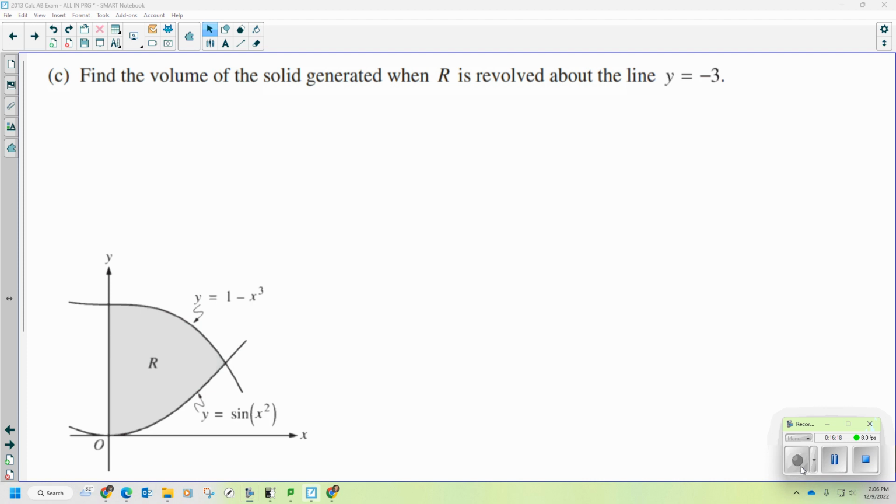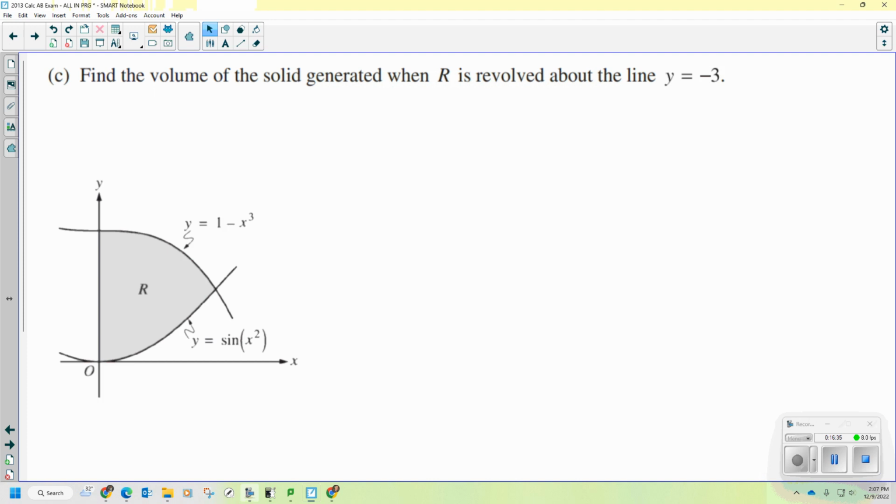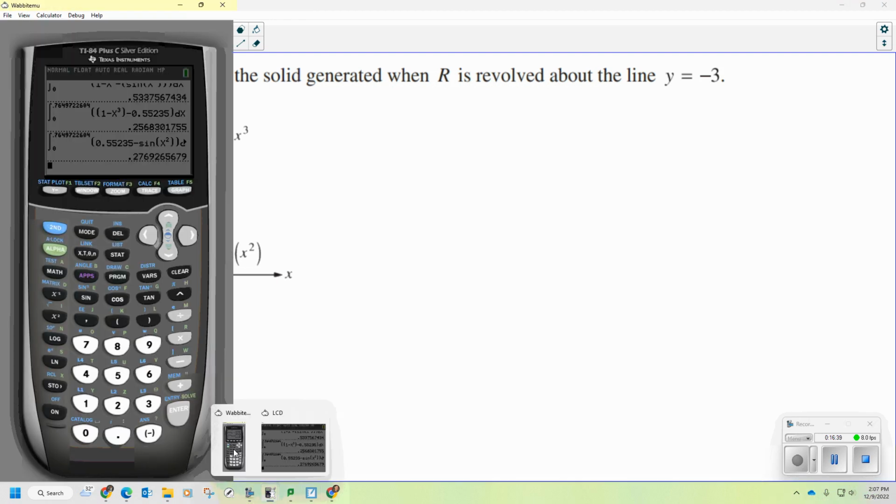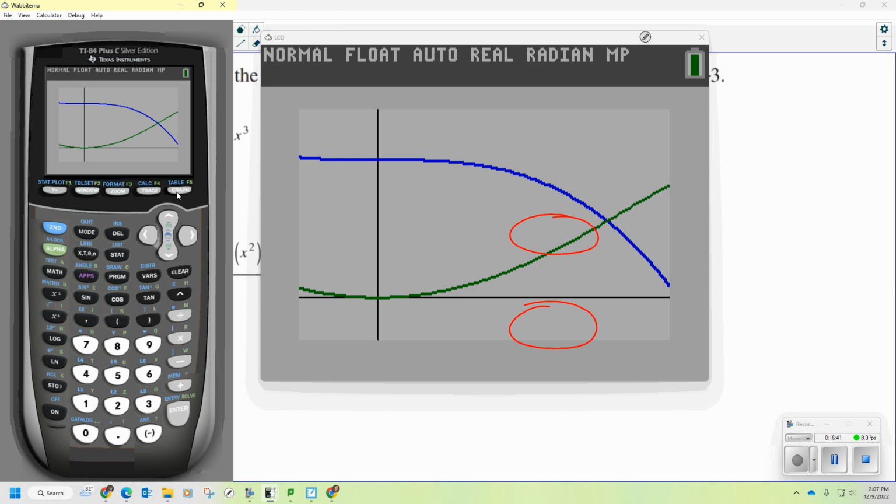1C, this is our last problem. There are only 3 parts to 1, A, B, and now C. Find the volume of the solid generated when R is revolved about the line y equals -3. All right, so I'm going to move this graph up here, and you'll see why in a moment. I'm going to go back to my calculator. I already have this in the table, okay?